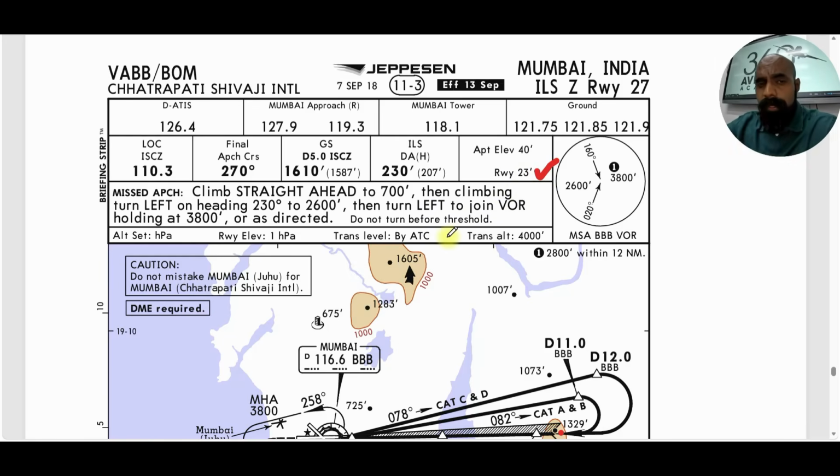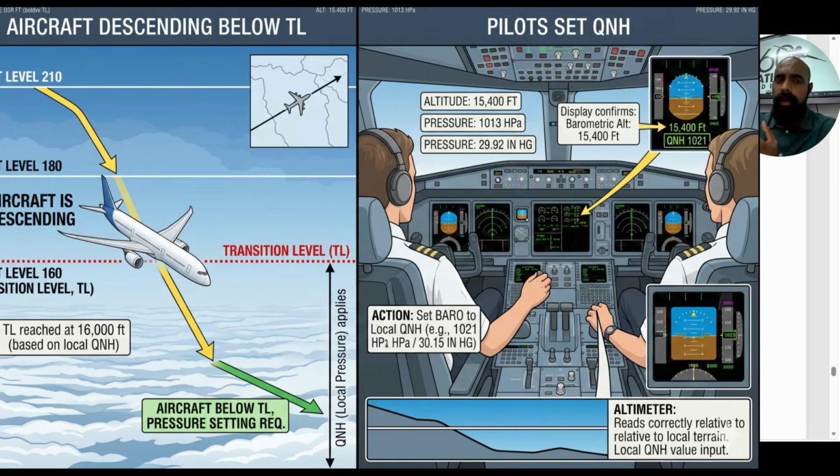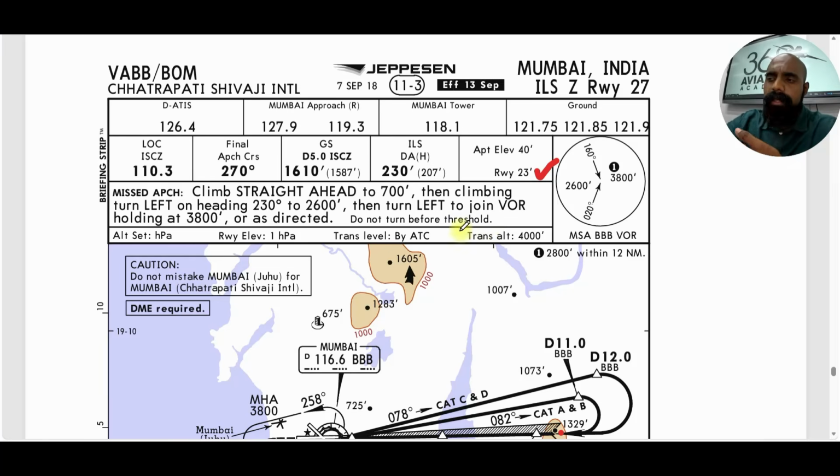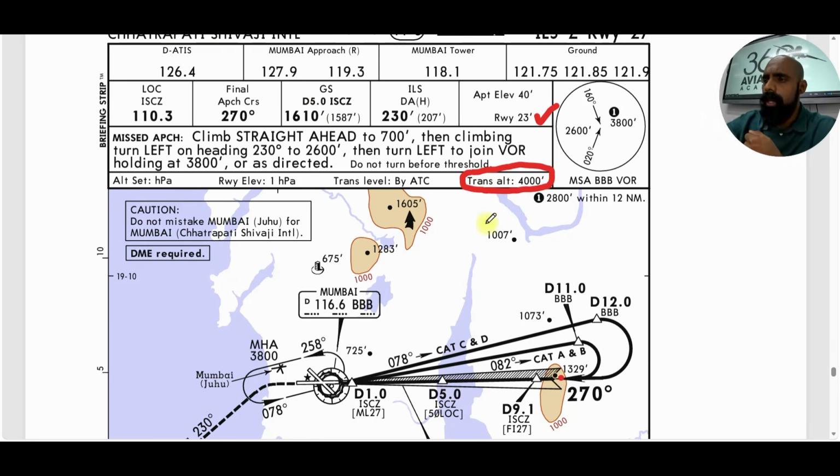Transition level is set by the air traffic control. Obviously, coming in to land, you need to change over to your QNH, right? Because that gives you your altitude above sea level, and most of your terrain obstacles are also with respect to sea level. That's why you go to QNH. So they tell you that your transition level is set by ATC, and the latest by transition altitude 4,000 feet, you must have changed over to QNH if you're descending into the airport, right?